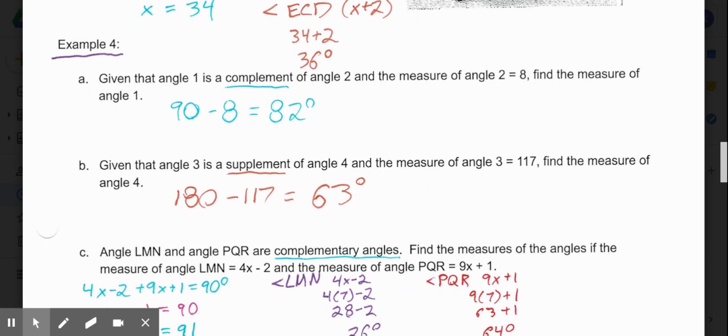Example 4 is just showing the simple way again to find a complement. They tell us angle 1 and 2 are complementary, and the measure of angle 2 was 8 degrees. Find the measure of angle 1. So 90 minus the 8 degrees will give us 82 degrees. Then in part B, they tell us angles 3 and 4 are supplementary, so they want us to find the supplement. They tell us angle 3 is 117 degrees. So we'll do 180 minus 117, and that gives us 63 degrees.